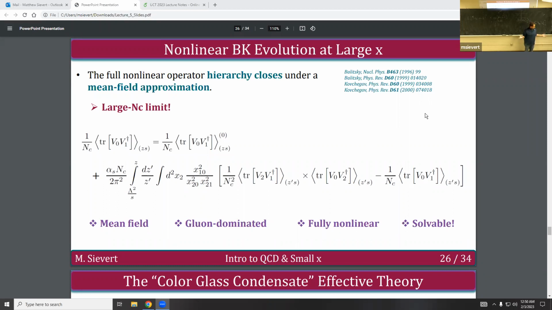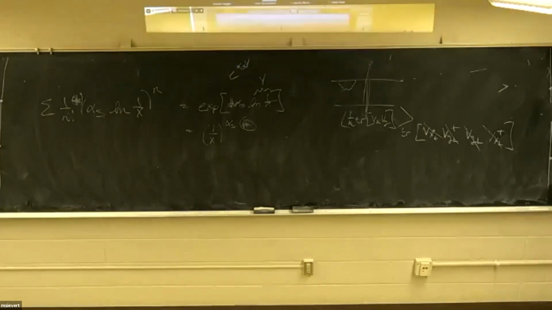The mean field approximation can be justified in various ways. One of the easiest ways to see it is by using the large NC limit. In the large NC limit, the color correlations between these multiple dipoles are suppressed. And that's easy to see.